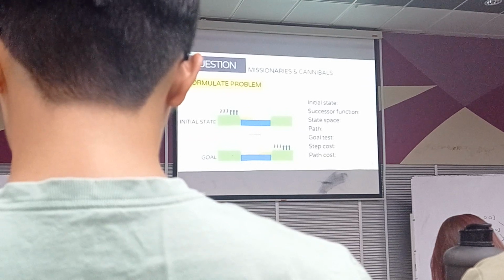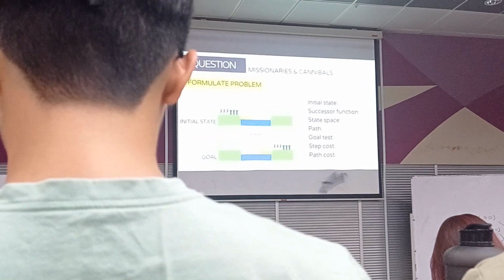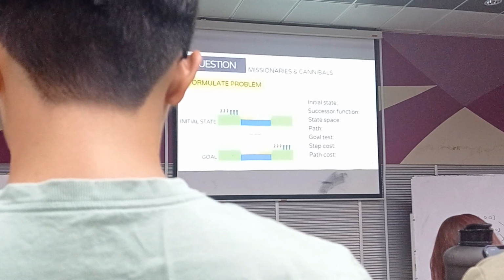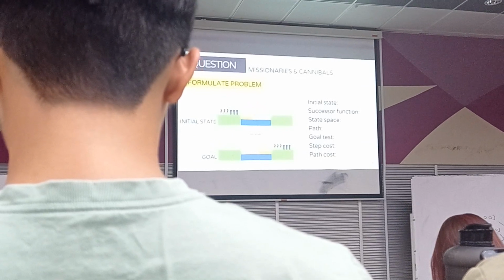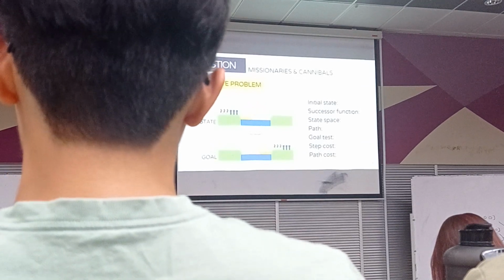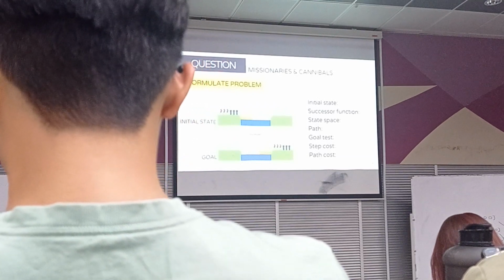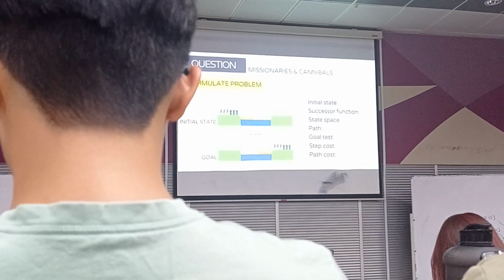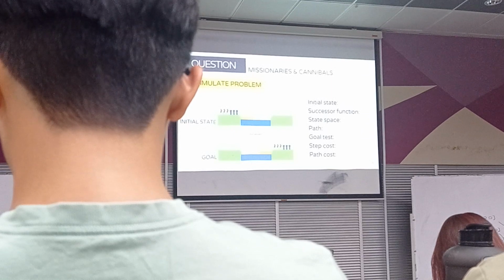Okay, the goal test is to test if the current state is equal to the goal. Is the current state equal to 0, 0, 3, 3? If yes, then stop. The step cost in this case is definitely 1 because you are going to move 1 to another level. So that is equal to 1. So the path cost, if I use these examples, becomes 1 plus 1 is equal to 2 trips. Okay?